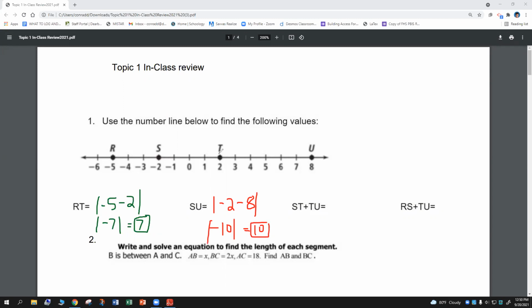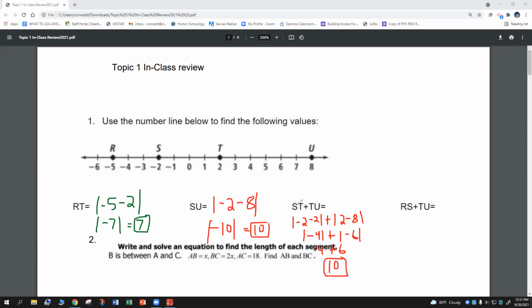Okay, ST plus TU. Okay, so S to T, we're going to go 1, 2, 3, 4 to the right. You can count that, or we can do absolute value of -2 minus 2 plus, and then T to U, that's going to be 2 minus 8, absolute value of 2 minus 8. So that's going to be -4. And plus the absolute value of -6, which is going to be 4 plus 6, which is going to give us 10 again.